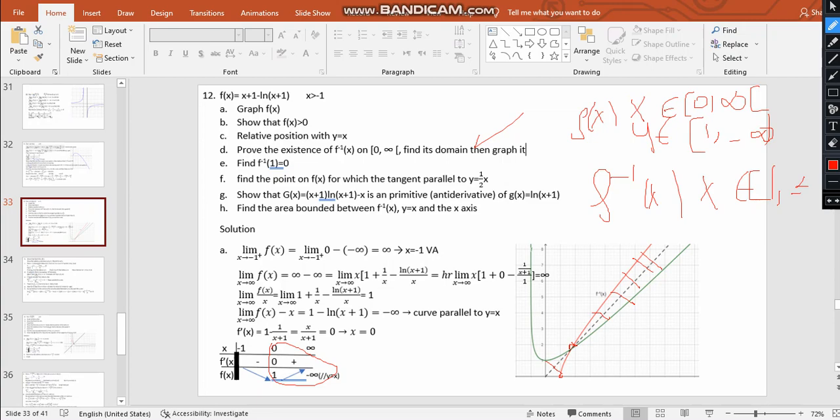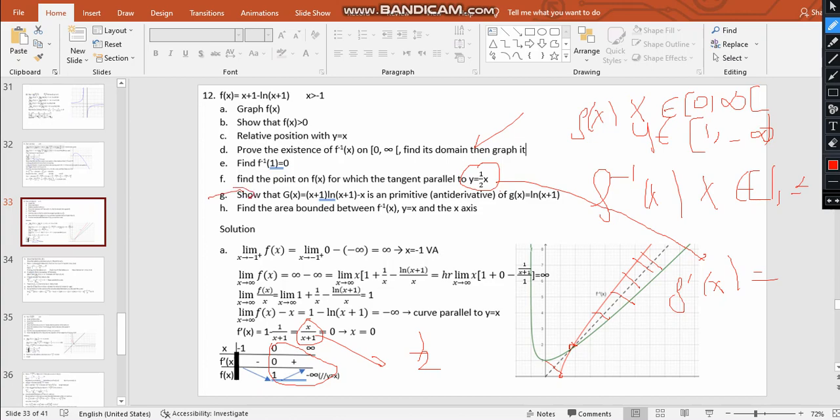Find the point on f of x for which the tangent is parallel to y equal half x. Tangent parallel, meaning f prime of x equal to what? To half. So you take this one and you equate it to half. You get it.